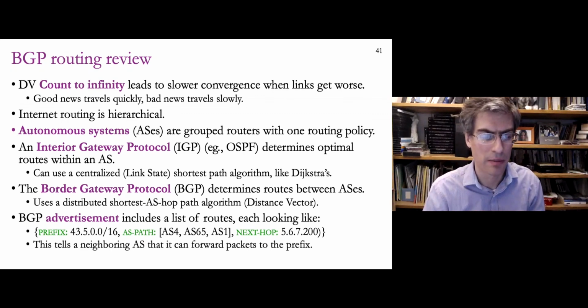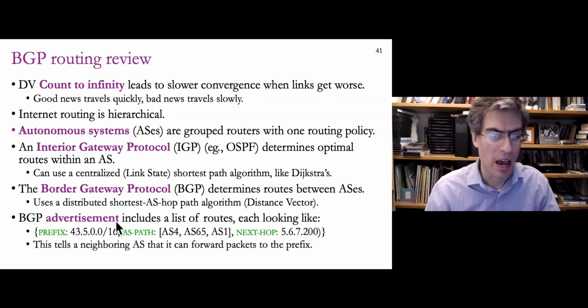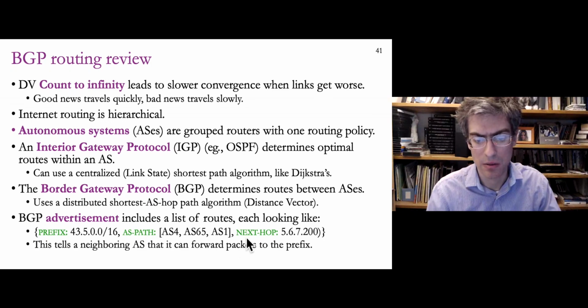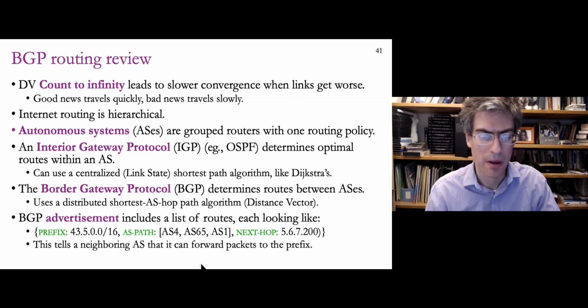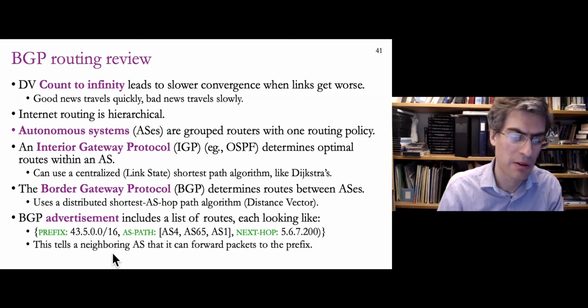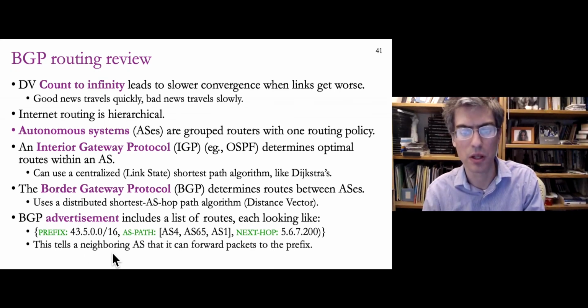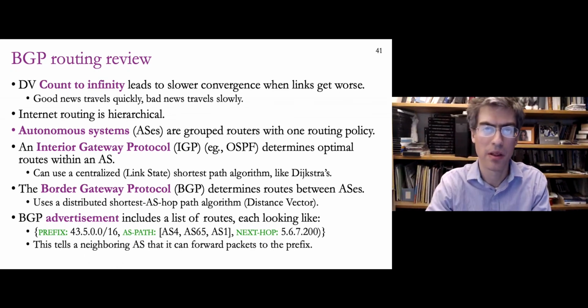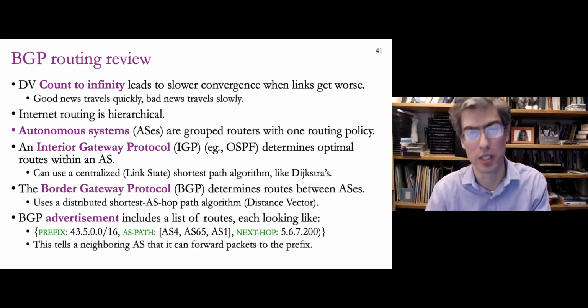hot potato routing. BGP advertisements have an IP address prefix as the destination, an AS path as the stand-in for the cost, and the next hop is expressed with the IP address of the router. And when you make an advertisement, you're telling a neighbor not just that you can reach the destination, but that you're willing to forward packets from the person you're advertising to that destination.